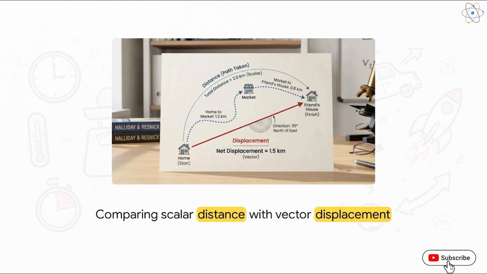Your total distance? 2 kilometers. That's a scalar. It's just the length of your path. But your displacement is that straight red arrow slicing directly from your home to your friend's house. That straight line vector is only 1.5 kilometers, pointing, say, 35 degrees north of east. Same exact trip, but totally different answers depending on if you want the scalar distance or the vector displacement.